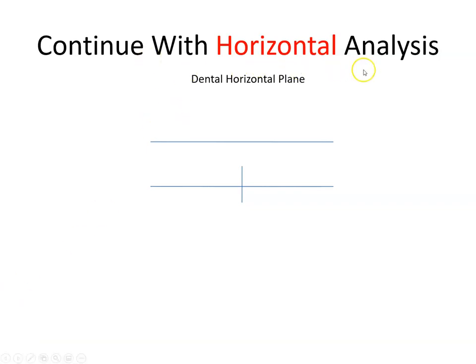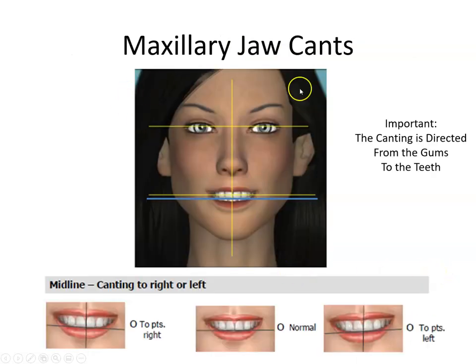Here we're continuing with the horizontal analysis, only now we're jumping into the dental horizontal plane. In the dental horizontal plane, it's very important to fuse the vertical and horizontal together to understand what angulation the teeth are. So if we look carefully in the maxillary jaw cants, maxillary means the upper jaw, the important thing to look at is that the cant is directed from the gums to the teeth.